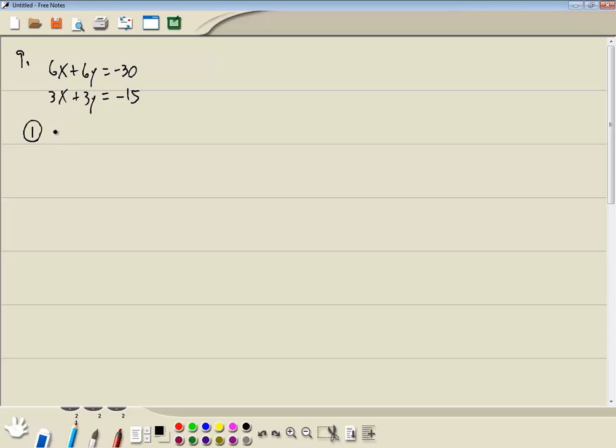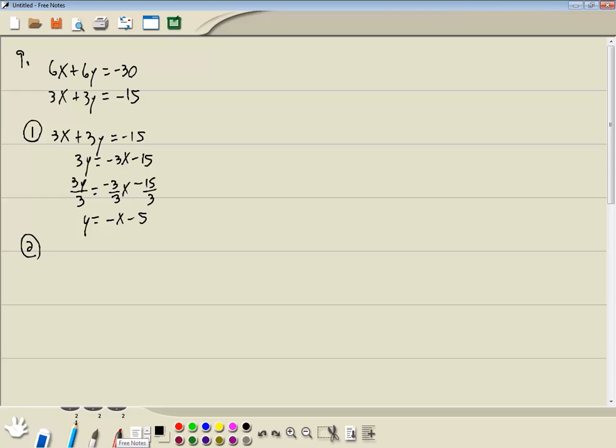Okay, solve one of the equations for one of the variables. So I'll pick the second one. We got 3x plus 3y is equal to negative 15, and I want to solve for y. So I'll take 3x over. So we got 3y is equal to negative 3x minus 15. And divide everything by 3, and we get y is equal to negative x minus 5.